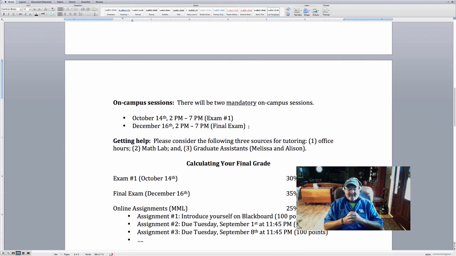First exam, I'd say, is going to be somewhere for most of you about an hour. So drop in any time between 2 and 7. Take your exam. Go home and start on the second part of the class. The final is on December 16th. I think both of those dates are Wednesdays. And again, that's also from 2 to 7.